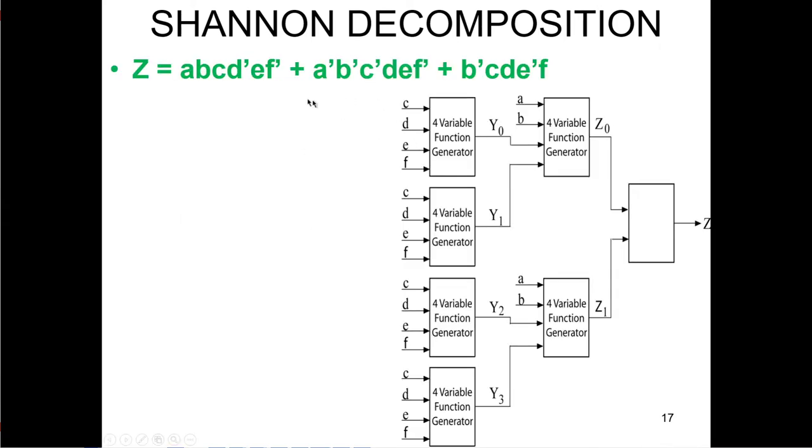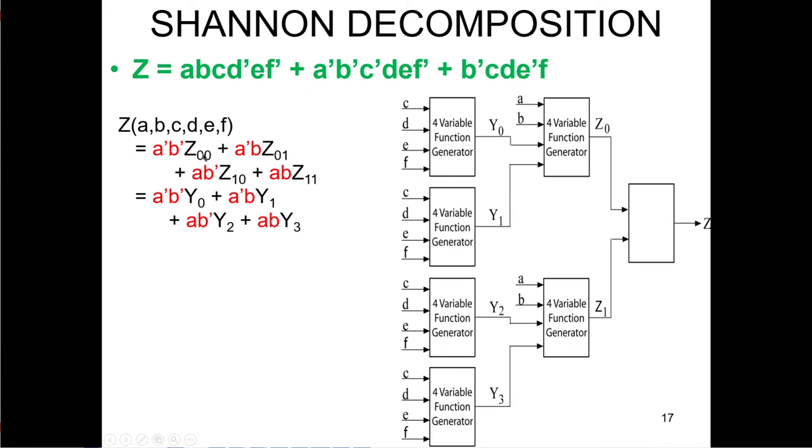All right, so here we have the Shannon decomposition using four-variable function generators, and we had to decompose our six-variable function twice, once on A and once on B, and that's going to give us this. So we have to come up with Z00, Z01, Z10, Z11. Or we can call those Y0, Y1, Y2, Y3.